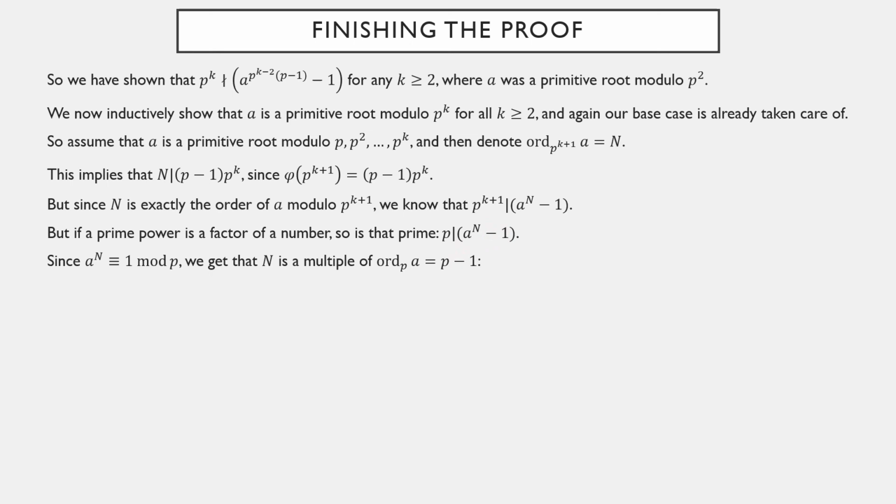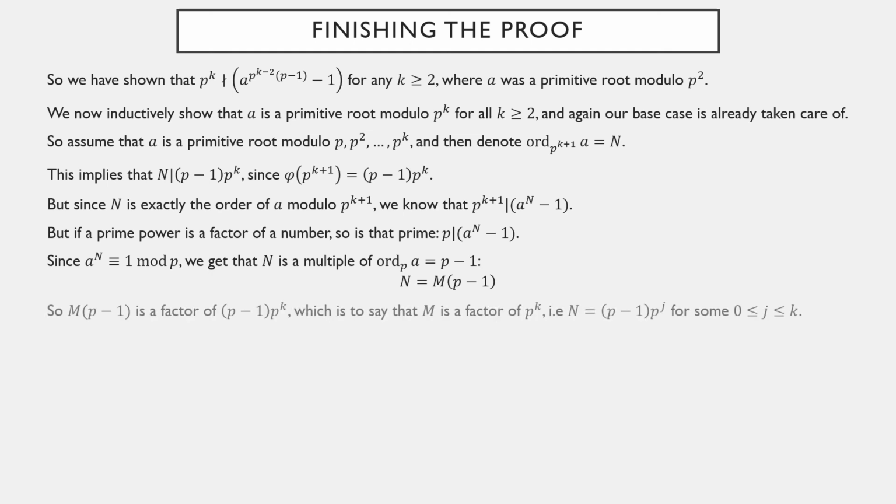But if that holds, well then, n has to be a multiple of the order mod p of a. Since a was assumed to be a primitive root mod p, n has to be a multiple of p - 1. So let's write it as a multiple of p - 1. Now then, since n has to be a factor of (p - 1) times p^k, but n is m times (p - 1), m times (p - 1) is a factor of (p - 1) times p^k. Therefore, m must be a factor of p^k.